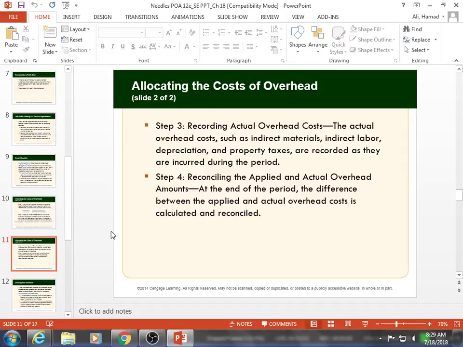And so, step 3, recording actual overhead cost. The actual overhead costs such as indirect material, indirect labor, depreciation, property taxes, those are your indirect costs. When you say record actual overhead costs, that means you're going to do a journal entry for that. And then you reconcile. What happens? Did you over apply or under apply? That's the reconciliation.